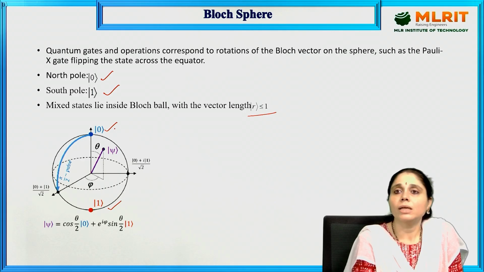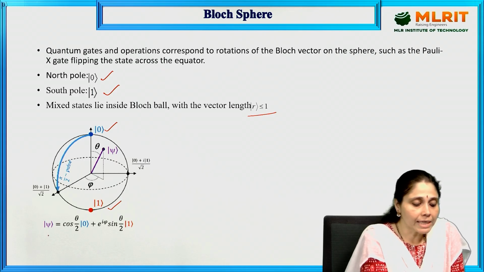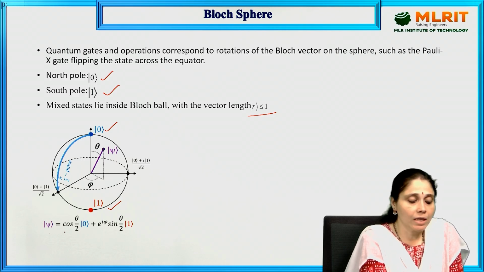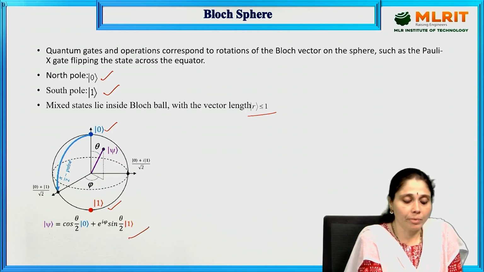So what does it mean? Let us go into detail with the derivation of the Bloch sphere. Ket psi, this is the general expression: ket psi equals cos(theta/2) ket 0 plus e^(i phi) sin(theta/2) ket 1. This is the general representation.